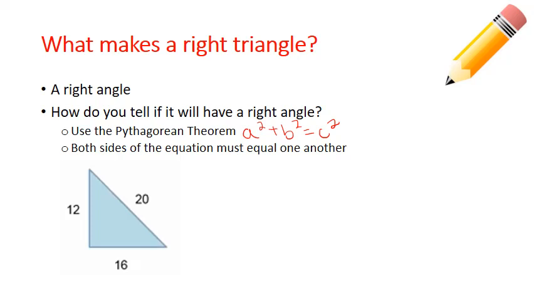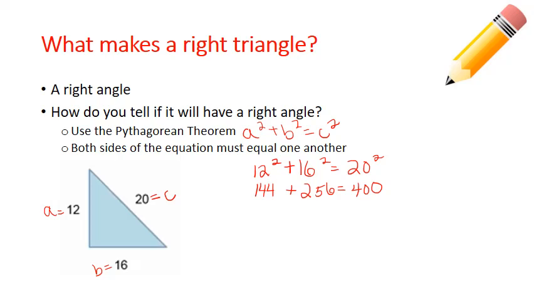So the c value is always going to be the longest side. So 20 is going to be c, and it doesn't matter if 12 is a or 16 is a. So I'm just going to say 12 is a and 16 is b. So what we have to do now is plug these three values into the Pythagorean theorem to check to see if the two sides equal each other. So a squared would be 12 squared, plus b squared is 16 squared, equal to 20 squared. 12 squared is 144 plus 16 squared is 256, and that is equal to 20 squared, which is 400.